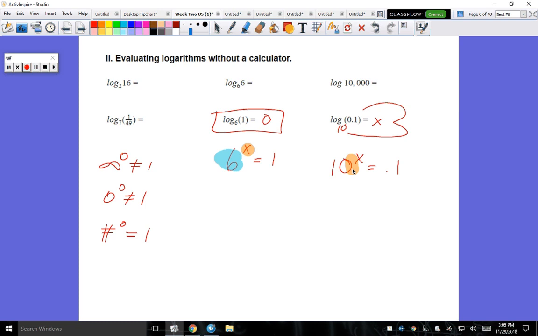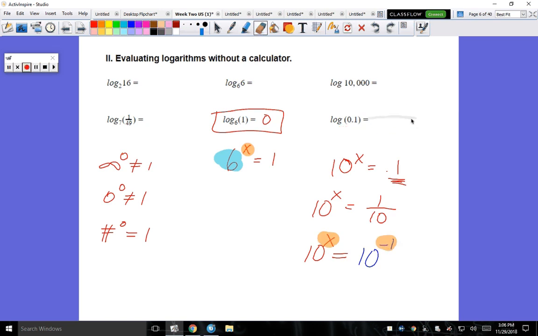Could you make it a fraction? You could make it a fraction. So let's make 0.1 into what? 1 over 10. And then what, Diego? So -1. Yep. Then I'm going to change this 10 over here to the -1. The left side stays the same. And now x is what? -1. Nicely done. So -1 is my answer right here.